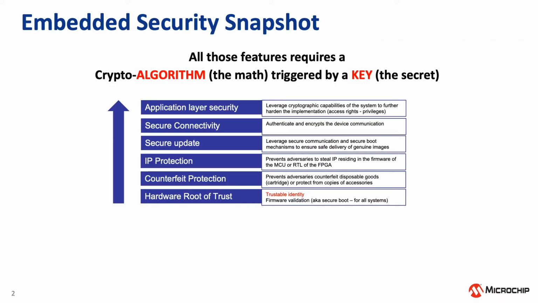If we take a look at embedded security first and foremost, it's a layer cake. It's a layered architecture that has basic practices that you want to consider implementing, depending on your product, of course. Start with hardware, we talk trust, which will be the very essence of today's presentation, and how we protect this trustable identity that needs to be protected. It all relies on the private key. Then you have counterfeit protection, IP protection, secure communication, secure updates, and application layer.